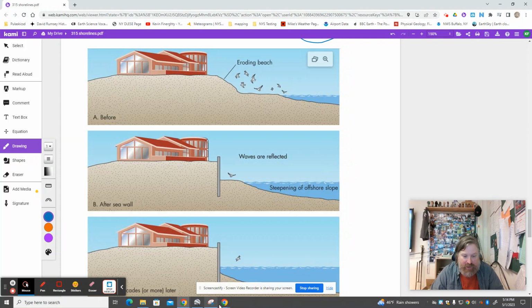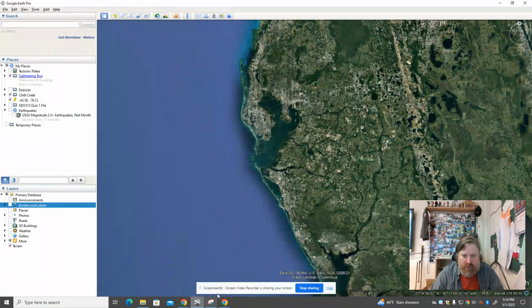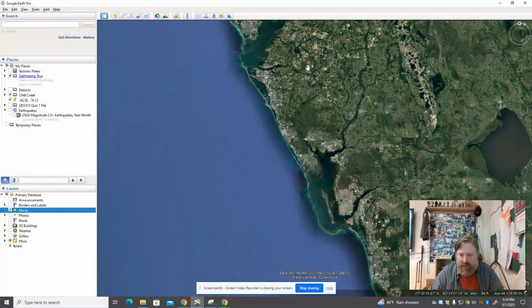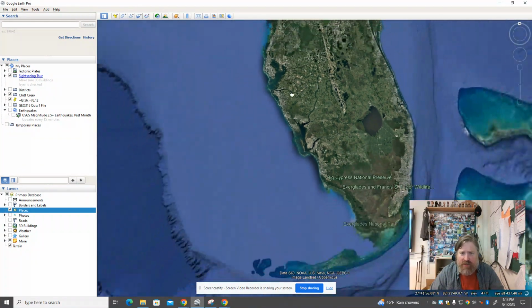So what they had happen in Sarasota was everybody was doing that, right? Everybody built a seawall. It's like one guy builds a seawall, the next guy builds a seawall, the next guy builds a seawall.